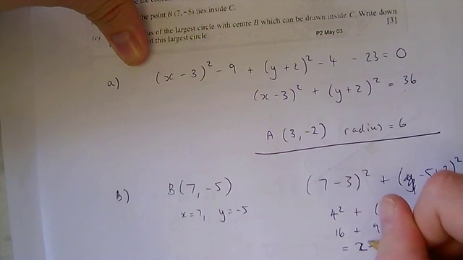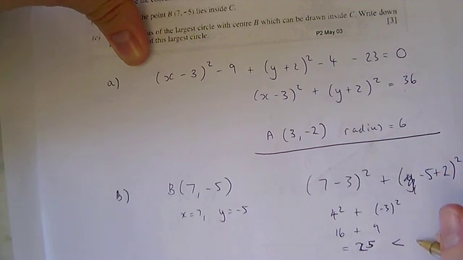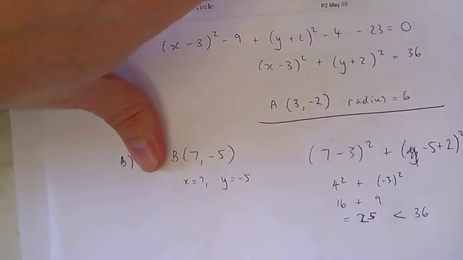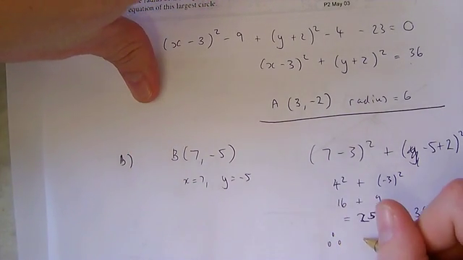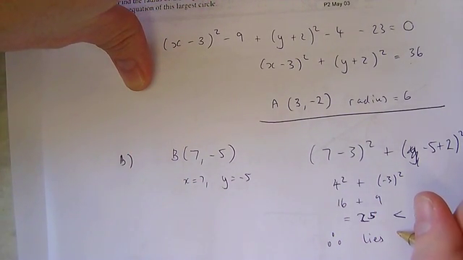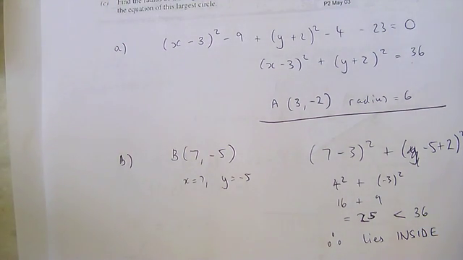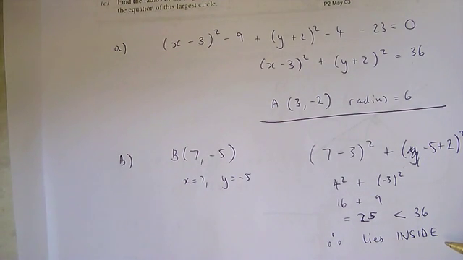And then I'll state 25 is less than 36, therefore B lies inside C.